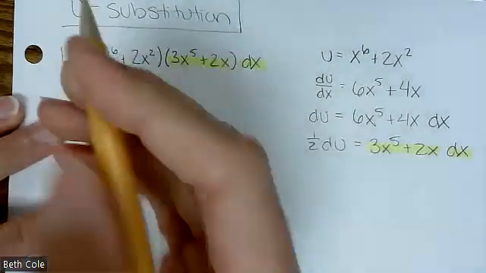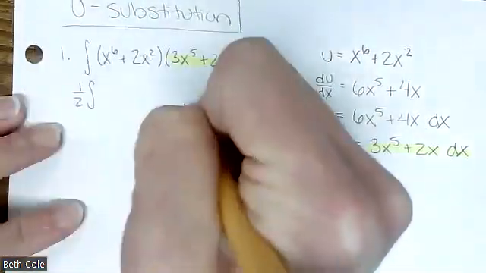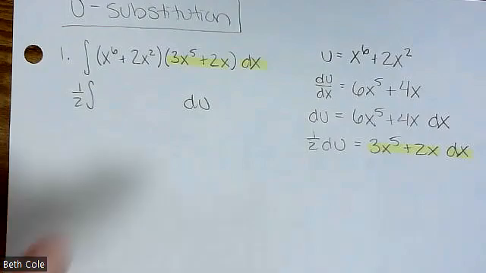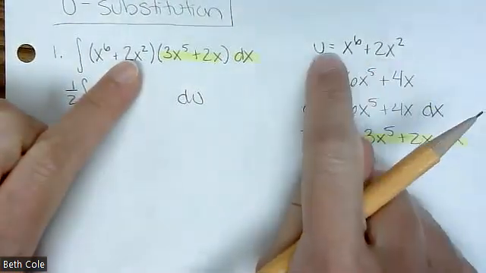1/2 goes out front, du goes at the end, and whatever you didn't highlight is still there. I'm going to say that over and over again. So what's still there? x to the 6th plus 2x. But what does that equal? That equals u.